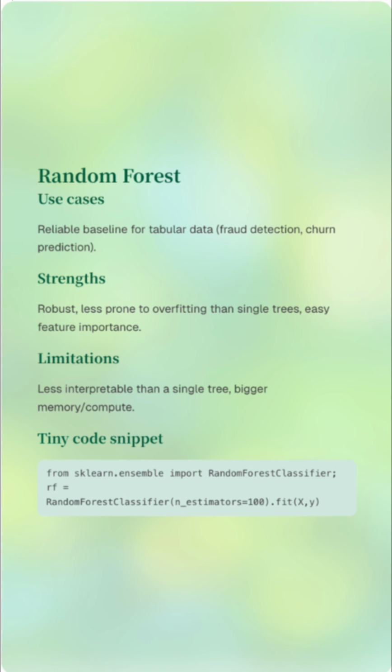Now, let's move on to random forests. They're a reliable baseline for tabular data, often used in tasks like fraud detection or churn prediction. Their strengths: random forests are robust, less prone to overfitting than a single decision tree, and they make it easy to check feature importance. But there are trade-offs. They're less interpretable than a single tree and tend to use more memory and computation.